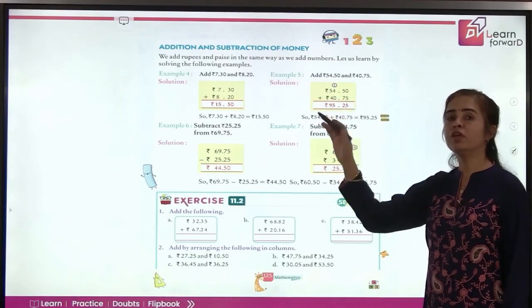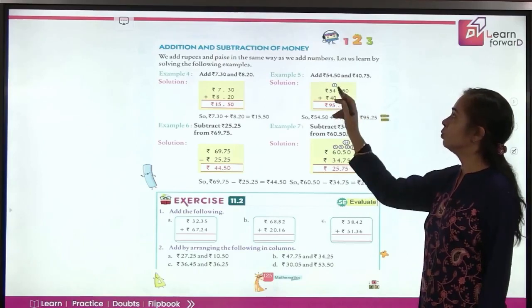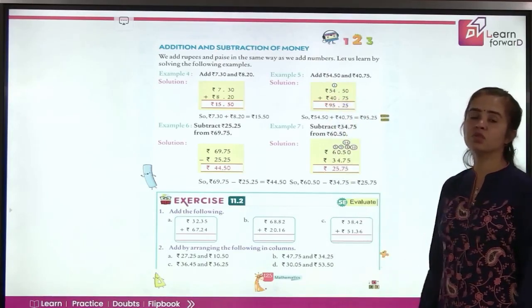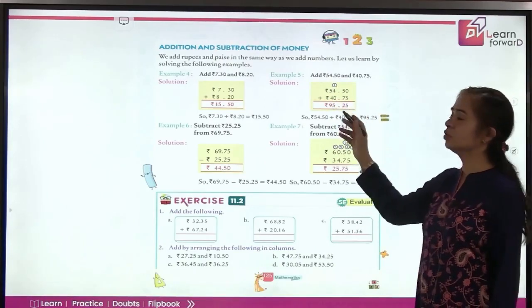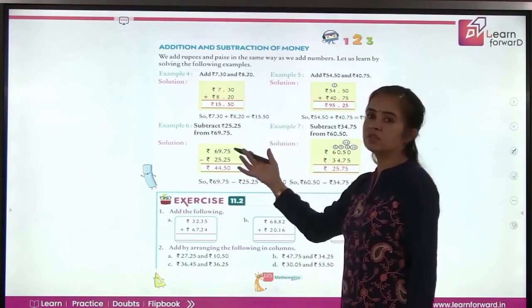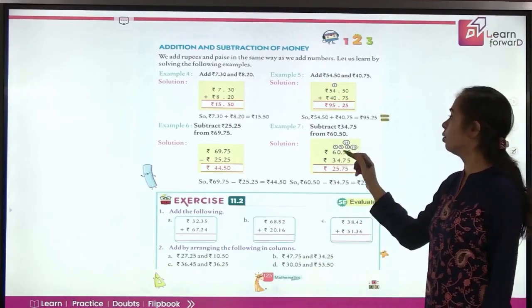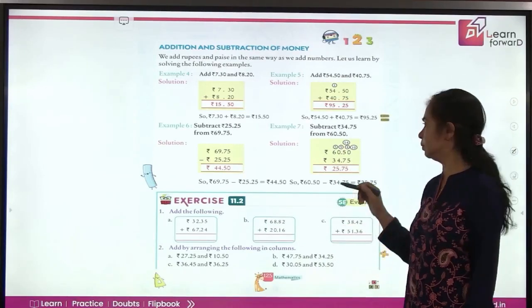We'll keep moving without being bothered about the decimal point. So, 4 plus 1 is 5 and 5 plus 4 is 9. So, your sum is rupees 95.25. And if you have to subtract, we'll be doing the same way. If you need to borrow, you can always borrow from a place before decimal.